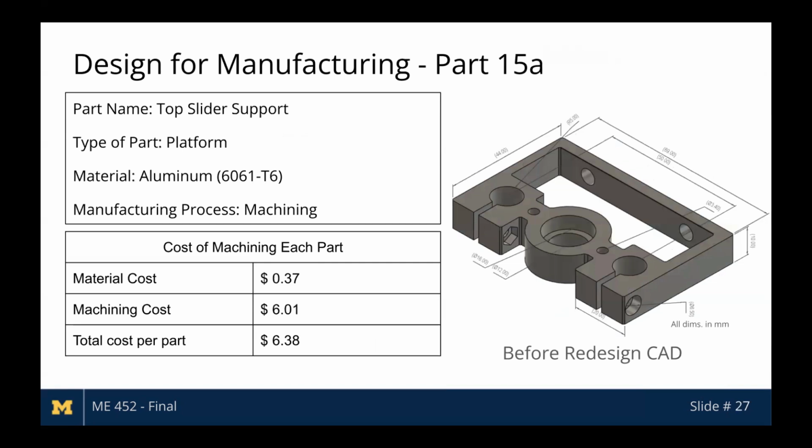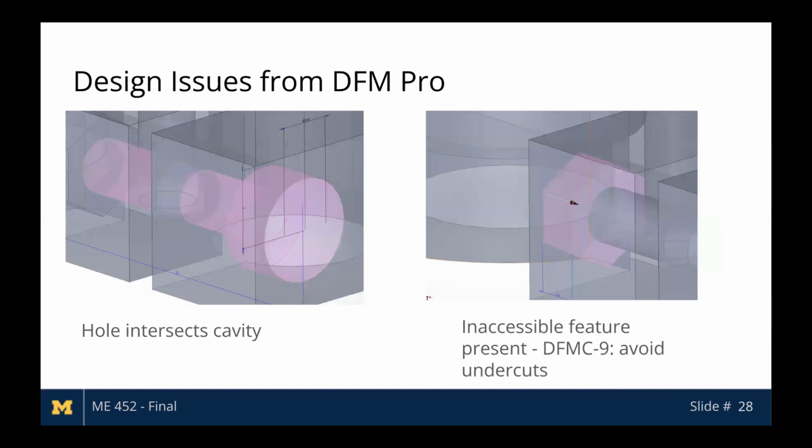We then chose our top slider support to redesign for machining. The part is to be fabricated from aluminum 6061-T6, and doing an analytical cost study of the original part, we found that the total cost per part was $6.38, with the majority of the cost coming from the machining cost. We then used DfM Pro to evaluate the flaws in our design from the machining process, as shown in the following two slides.